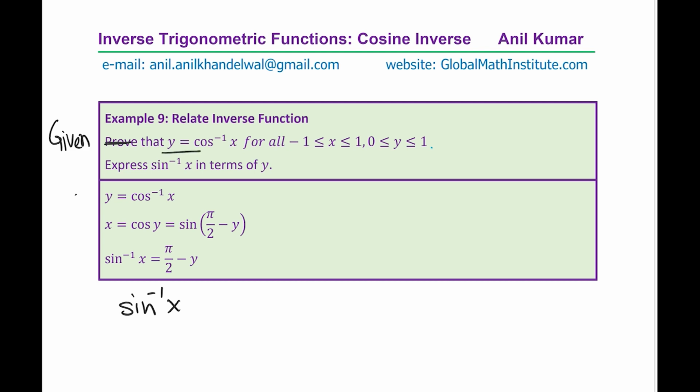Let's begin with what is given to us, which is y is equal to cos inverse of x. So if I rearrange, I get x is cos y. Now, cos y can be written as sine of pi by 2 minus y using co-function identity. Correct?